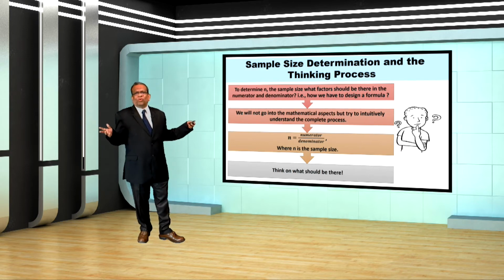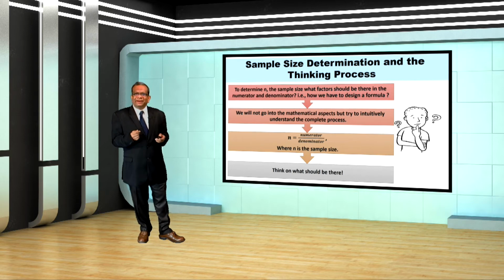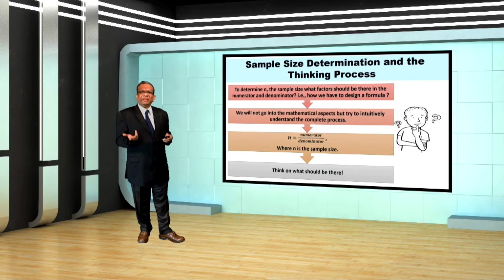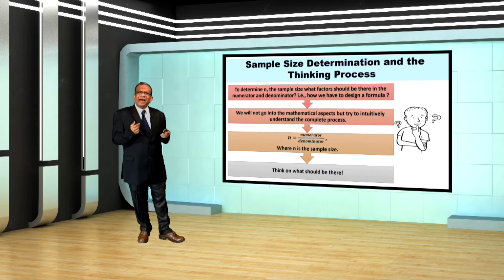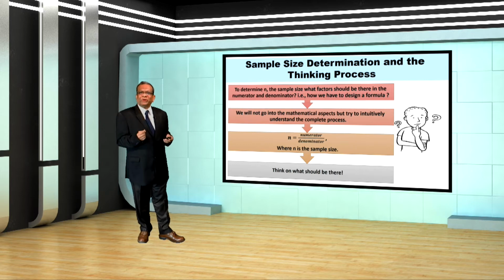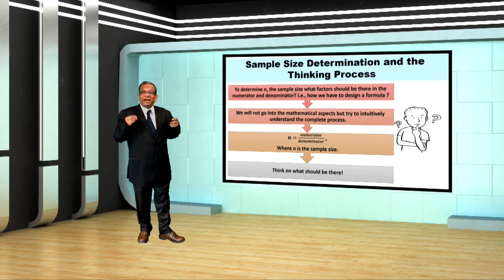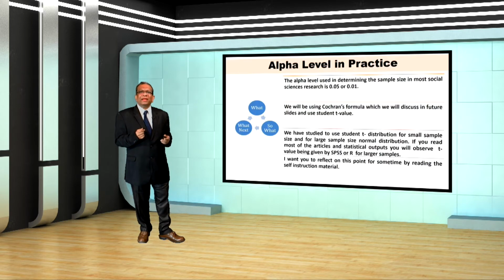Think on what should be there. I want you to reflect. Then think, what should be there in the numerator, what should be there in the denominator, and then let us come to some kind of a conclusion. How do we go about determining the sample size?